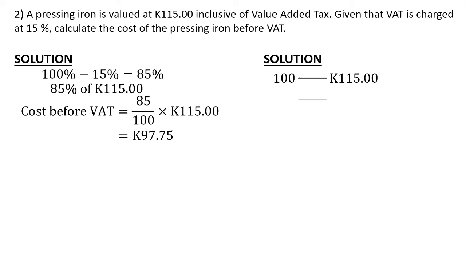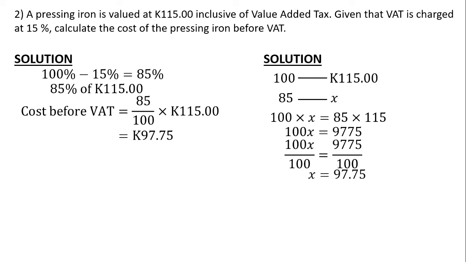85, we don't know, put an X, cross multiply. 100 times X is giving us 100X. 85 times 115 is giving us 9,775. To find the value of X, we'll divide both sides by 100. Our X is equal to 97.75. Therefore, the cost of the pressing iron before VAT was 97.75 kwacha.